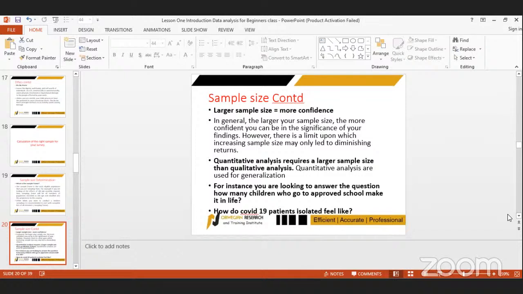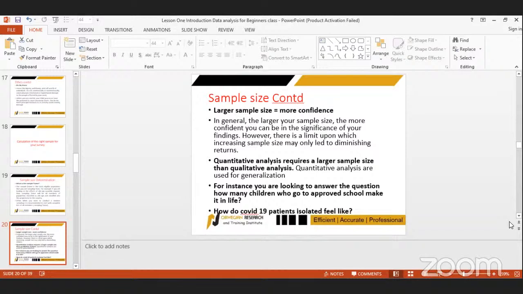And therefore, when we are doing what you call quantitative analysis, we are required to have a slightly greater sample size. For instance, you are looking to answer a question on perhaps how many children who go to approved schools make it in life. You are interested in the children who attend the approved school, and then finally they are reformed until they make it in life. In this case, you will require a larger sample size so that you can use that kind of information to generalize how approved schools are very useful in improving the behavior of children.